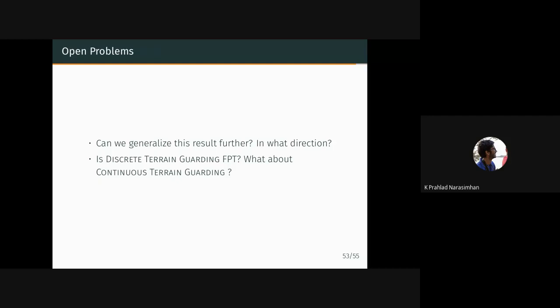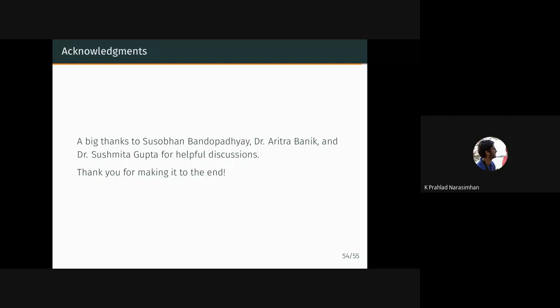That is the first question. The second question, the one that we started off with, which is considered super important, is whether discrete terrain guarding is FPT. We still don't know this. It is a possible step in producing an FPT algorithm, but we are not done yet. What about continuous terrain guarding? I haven't even defined what continuous terrain guarding is. These guys proved that FPT exists for only discrete terrain guarding. What about continuous terrain guarding? We don't know that for orthogonal terrain guarding even till now. So that kind of concludes my talk.